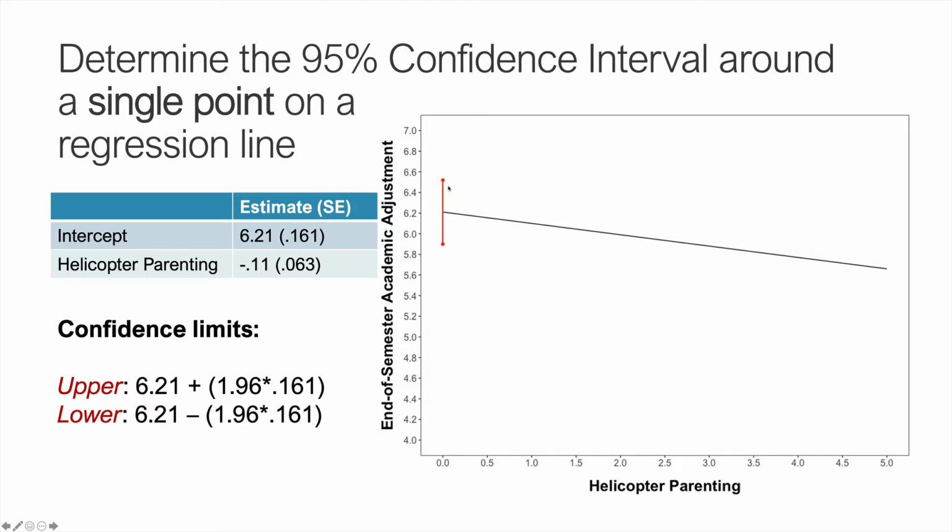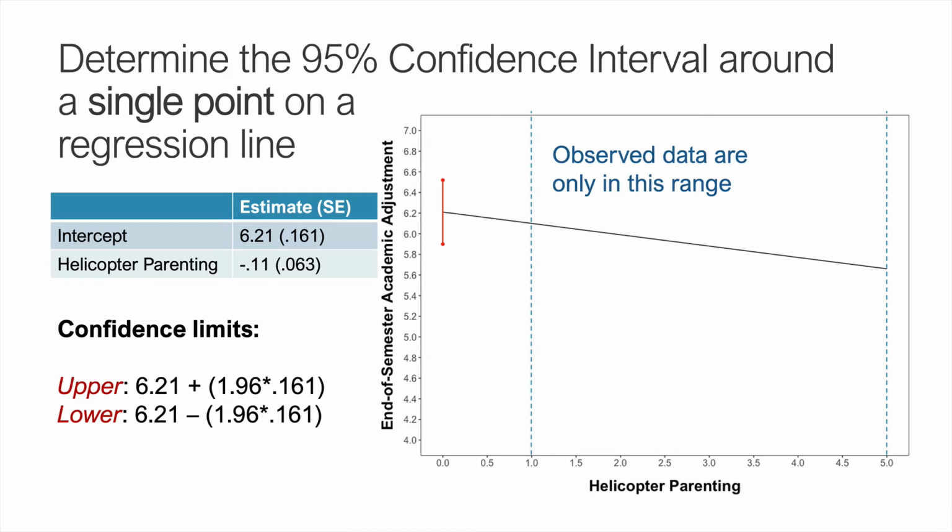And so this is great, but this is the precision of my estimate at exactly this point and no other point. Unfortunately, and I've done this on purpose, my observed data are only in this range, between these blue dotted lines. So I've got a confidence estimate for an effect that doesn't exist. There's no data out here. So, ideally, we're going to want some confidence regions for at least some of the points in the observed data range, but ideally all of them.